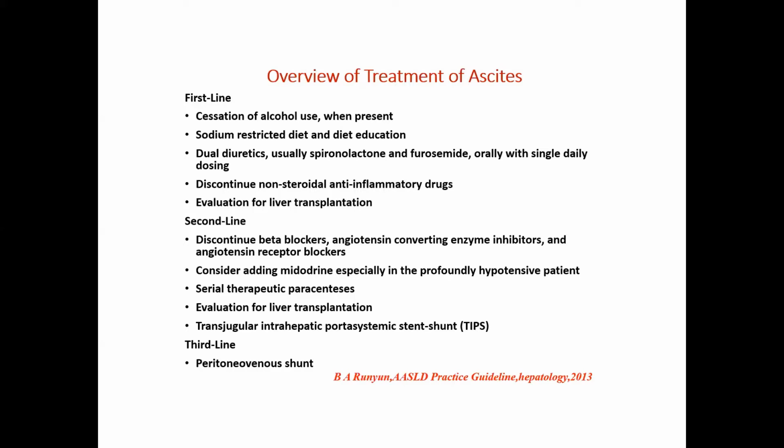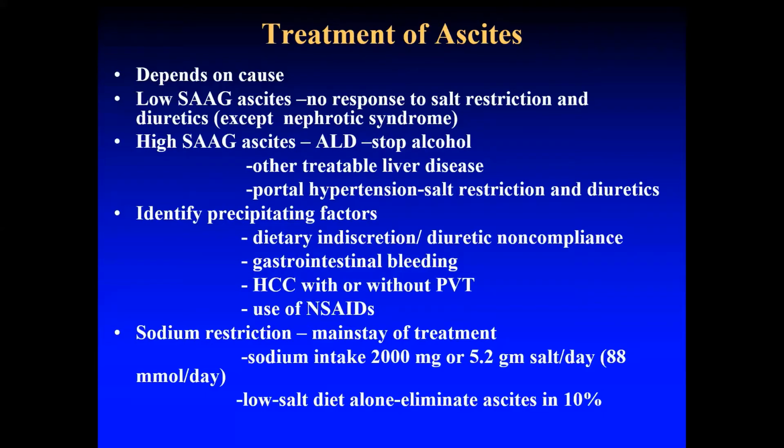Second line drugs: discontinue beta blockers and ACE inhibitors, and if these patients have a low MAP, then you can consider adding midodrine. Therapeutic paracentesis is very useful in these patients. And then again, you actively evaluate these patients for liver transplant. You can take help of TIPS also. This is the standard treatment of cirrhotic ascites.